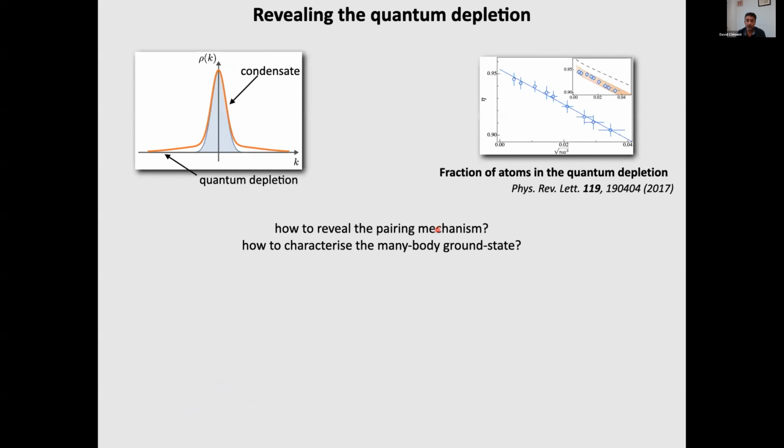Well, what has been observed rather recently in the group of Zoran Hadzibabic in Cambridge was to actually count how many atoms are quantum depleted, so the total number of atoms. And it was shown that this verifies Bogoliubov theory. But we have not yet had any observation of the pairing mechanism, nor of what kind of properties this pairing mechanism gives to the many-body ground state. And this is the objective of our recent work.